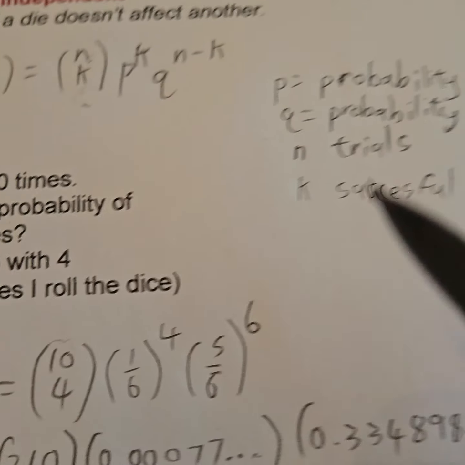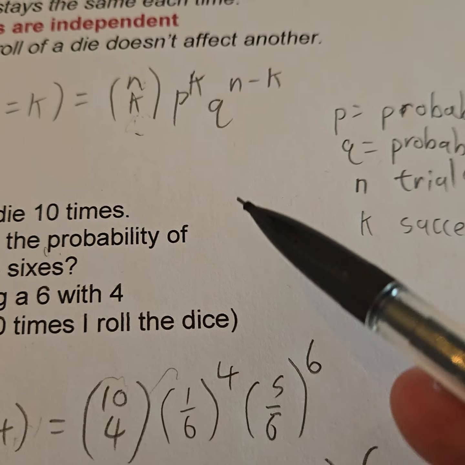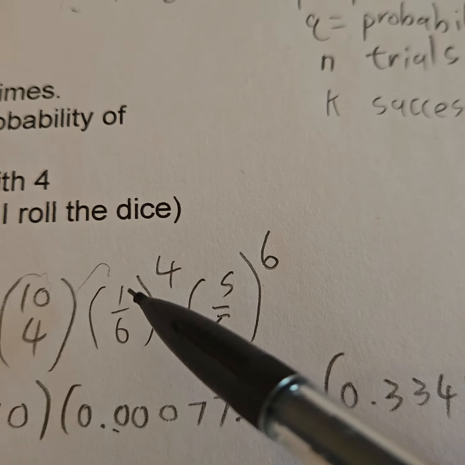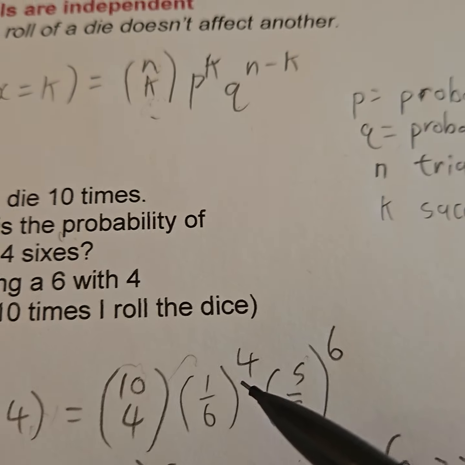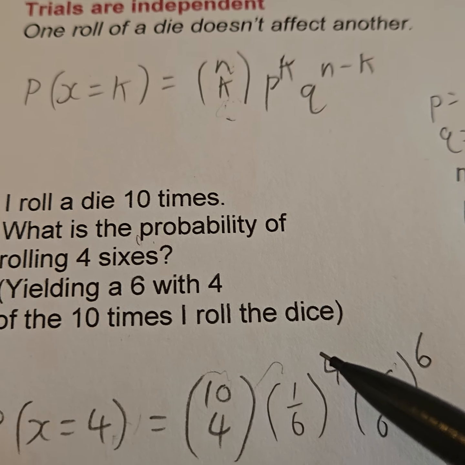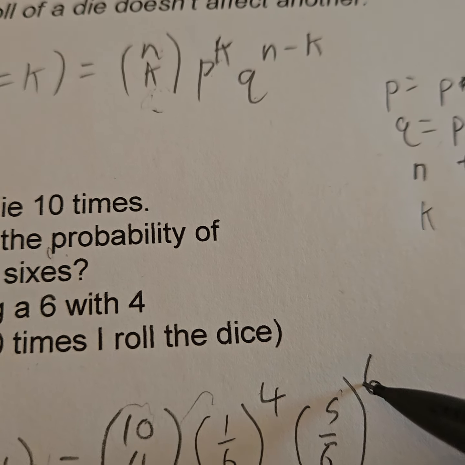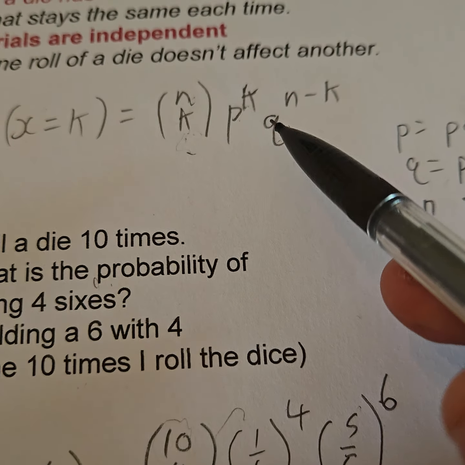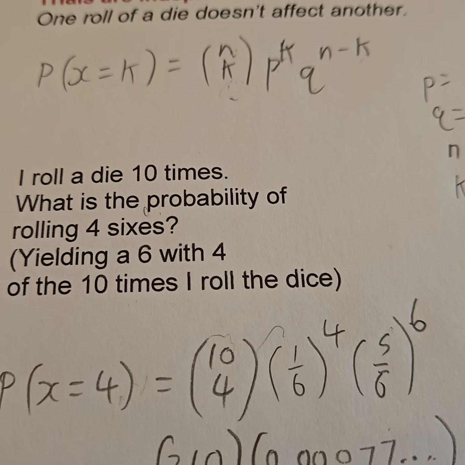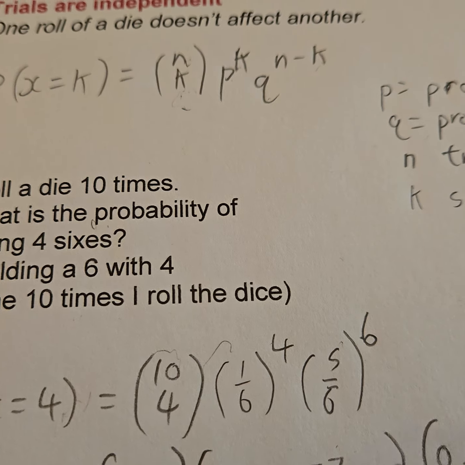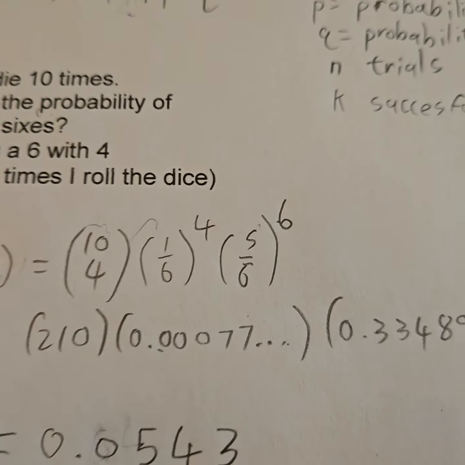P is the probability of a success. There's one chance in 6 of getting a 6. And here's Q, it's not a success. It's always 1 subtract that. So 1 minus 1/6 is 5/6. So we're finding the probability of getting a success 4 times. K is the number of successes, which is 4. And not a success is total number subtract the number of successes. We're rolling this dice 10 times. If there's 4 successes, that leaves 6. 10 minus 4 is 6.